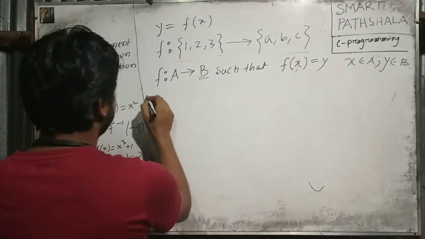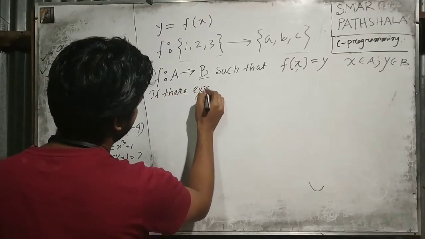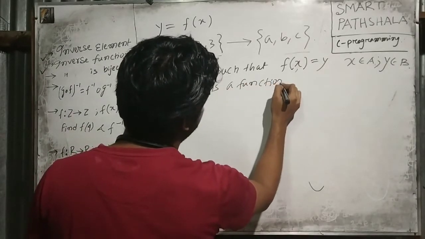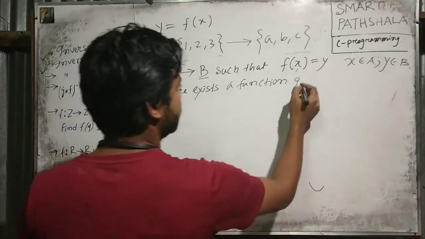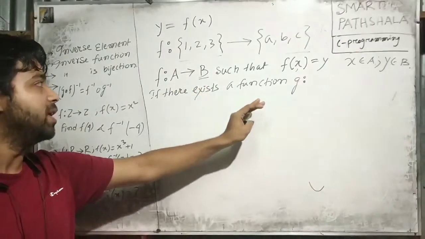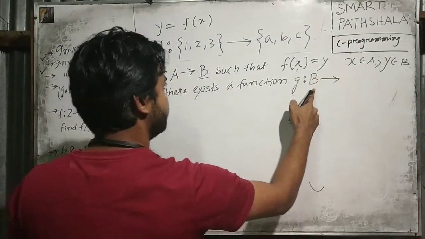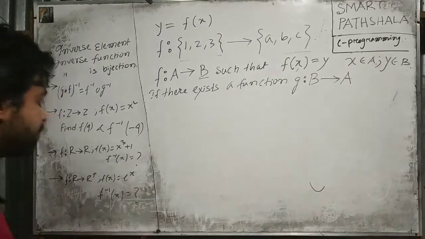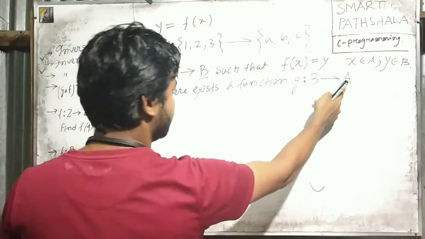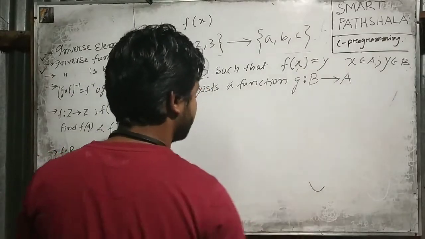Now, suppose there exists a function g. If g exists, then obviously it will have its domain and codomain. What will be its domain? Its domain will be B. g is mapping from B to A, which means that the domain of this function f is the codomain of this function g, and the codomain of this function f is the domain of this function g.